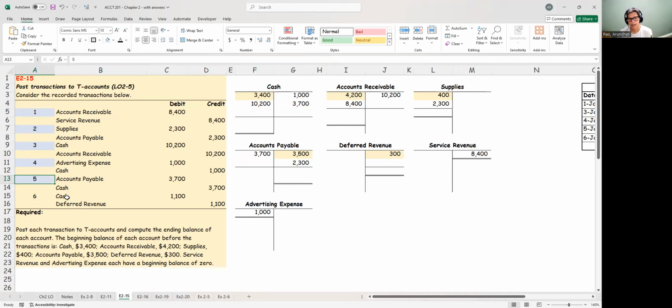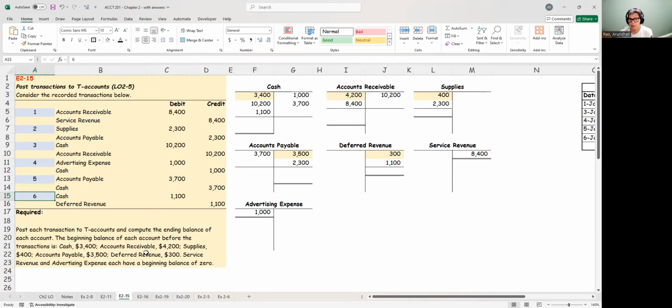Moving on to the last one, cash debit, deferred revenue credit. Cash debit means I received cash. Deferred revenue credit means I didn't do the work as yet. My customer has paid me in advance. The word defer means to postpone. I'm going to postpone the recognition of revenue to the period in which I actually do the work. But for now, I got the cash, so cash is going to be debited, and deferred revenue is going to be credited. So I have finished posting all the transactions from the journal into the ledger. So I've done one part of the exercise.